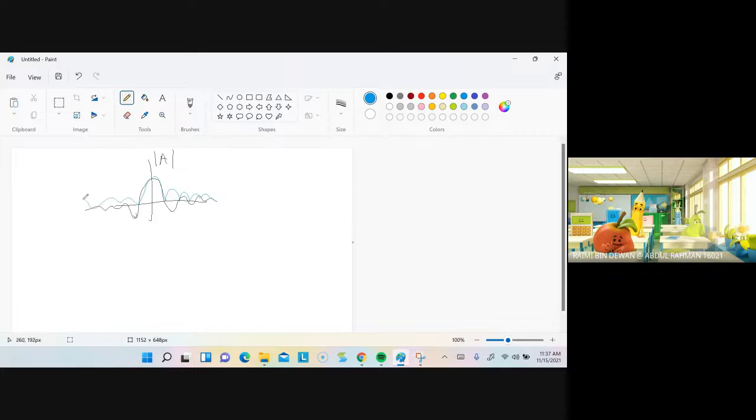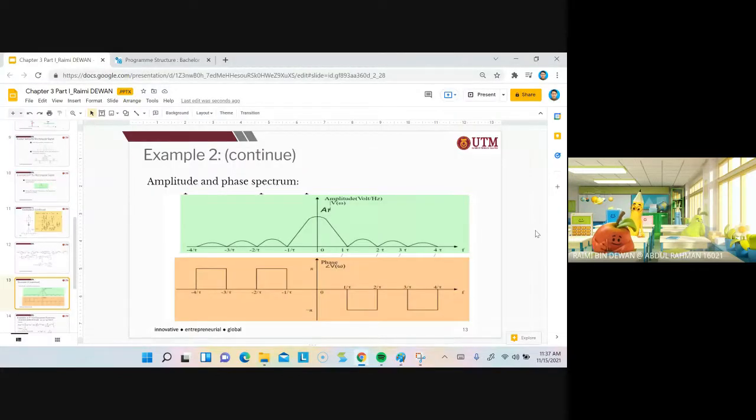And then the plot will not be complete if we plot the graph without plotting its phase spectrum. So you need to plot the phase spectrum as well. In this case, it looks like this, with the difference of negative pi.